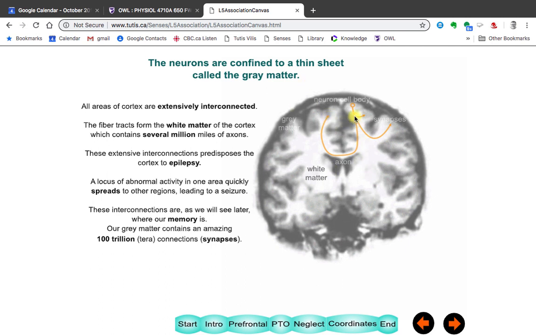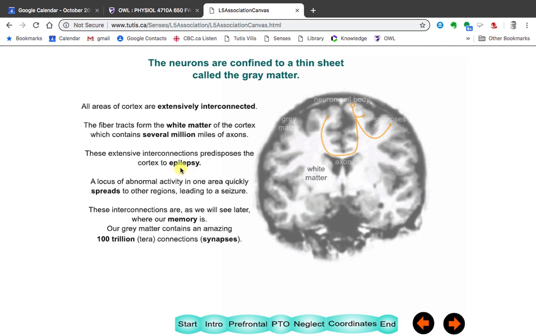Having such interconnections, it's amazing how long these wires are. If you took all these wires, you'd have several million miles of axons inside your tiny little head. Imagine a string 7 million miles long packed in there, and so everything gets interconnected.